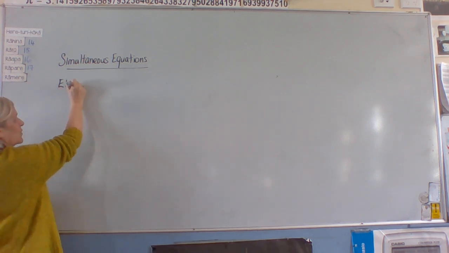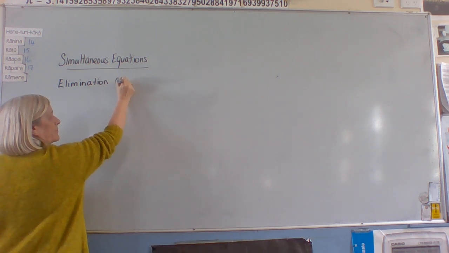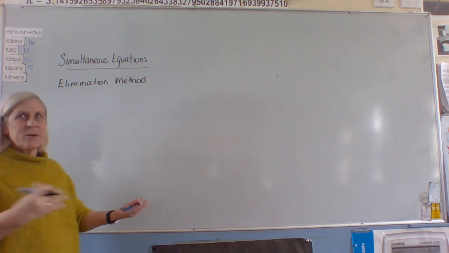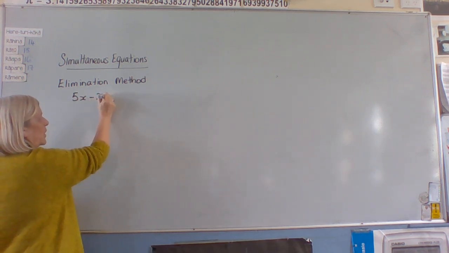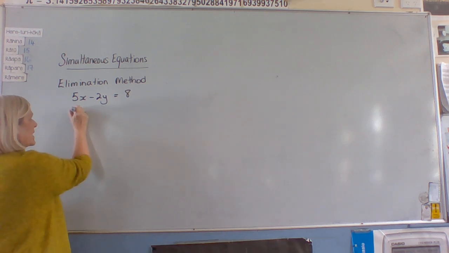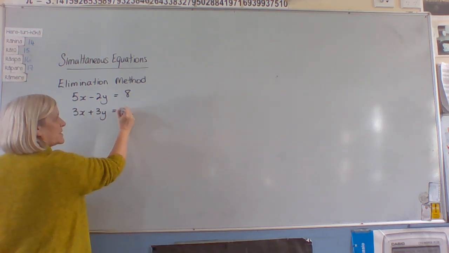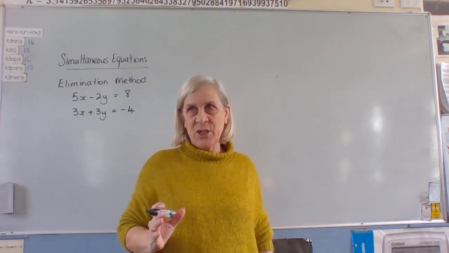Elimination means we are getting rid of something. So we are trying to get rid of either x or y or a or b or whatever it happens to be. So if we've got 5x minus 2y equals 8 and 3x plus 3y equals negative 4, all right, this is going to give horrible answers this year.